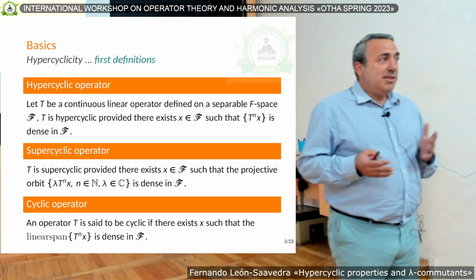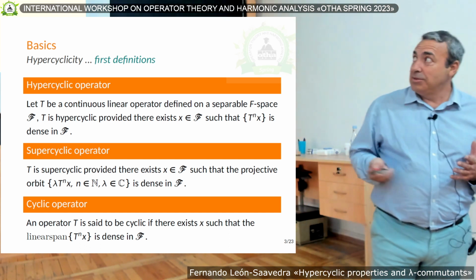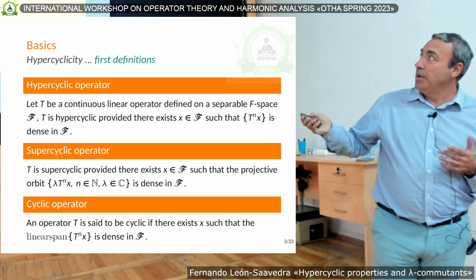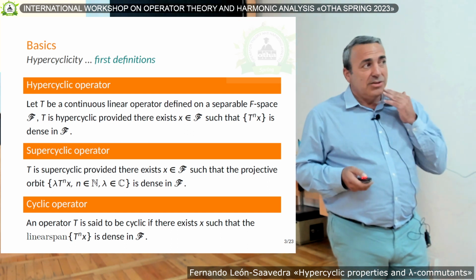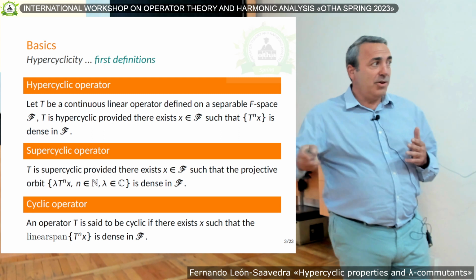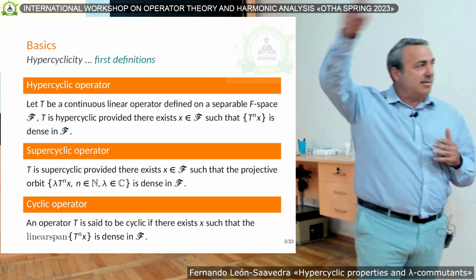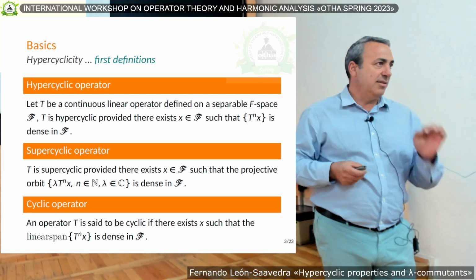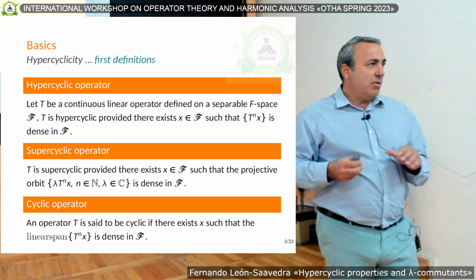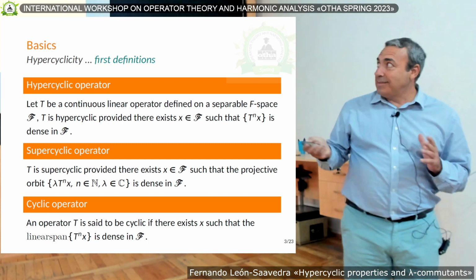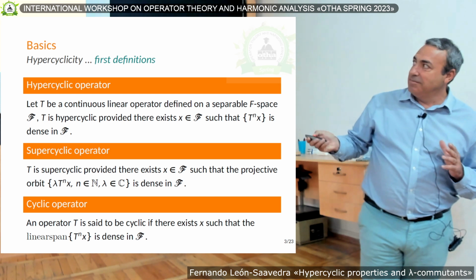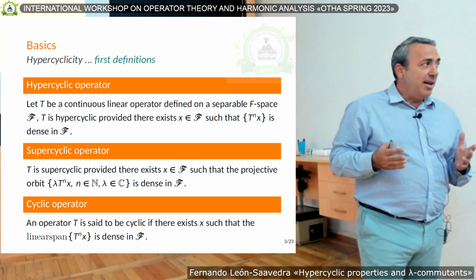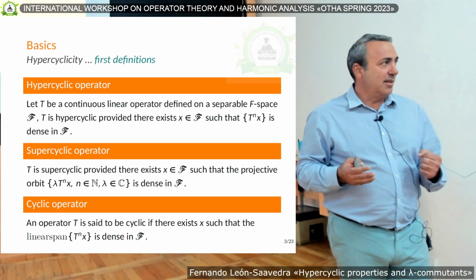Some basics. So, what is a hypercyclic operator? Suppose that you have a continuous operator defined on a Fréchet space. We say that the operator is hypercyclic if the orbit of one element is dense in the space. In such a case, the vector is called hypercyclic for T, and T is hypercyclic. If the orbit is not dense, but multiplying by scalars, that is, the projective orbit, is dense, in such a case the operator is called supercyclic.